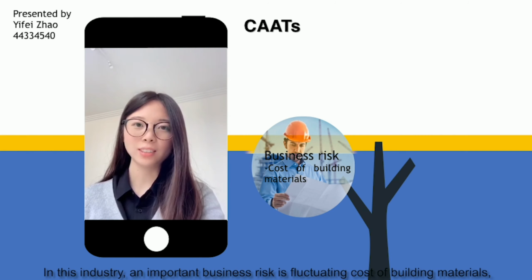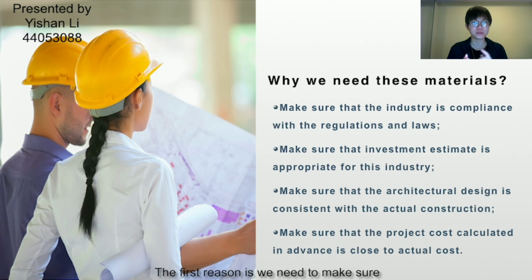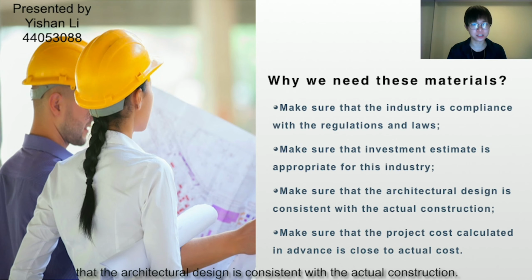Why do we need an expert in the residential property developer industry? Well, actually, there are some materials we need during auditing, such as investment estimate, design budget, and construction drawing budget. So why do we need these materials? The first reason is we need to make sure that the industry is compliant with the regulations and laws. The second reason is we need to make sure that the investment estimate is appropriate for this industry. The third one is to ensure that the architectural design is consistent with the actual construction. And the last reason is to ensure that the project cost calculated in advance is close to the actual cost.